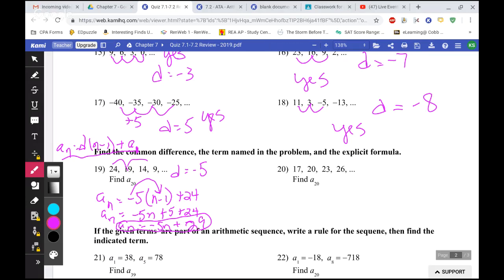So now I have -5N plus 29. And now I can find A sub 20, the value of the 20th term. That's what A sub 20 means, by taking -5, multiplying it by 20, and adding 29. So that's going to be a negative 100 plus 29, which is negative 71.